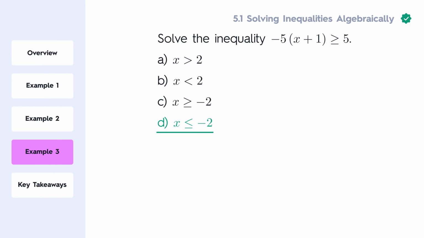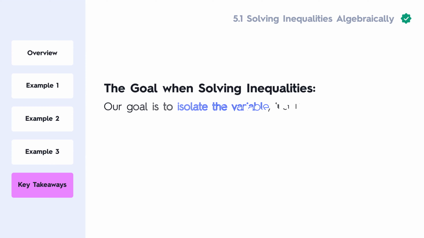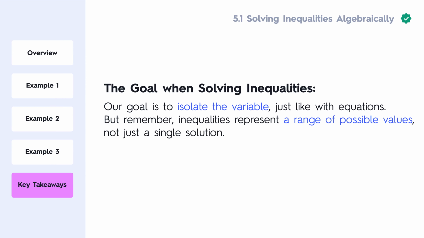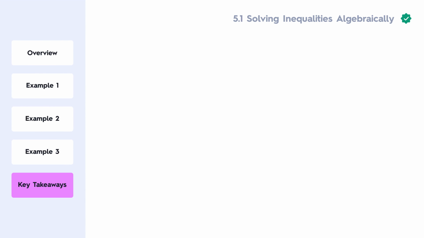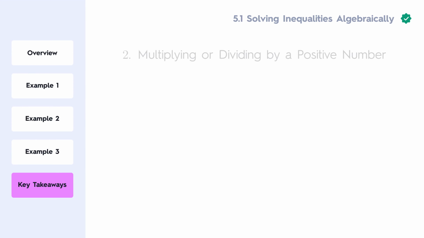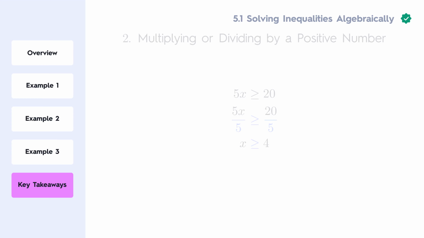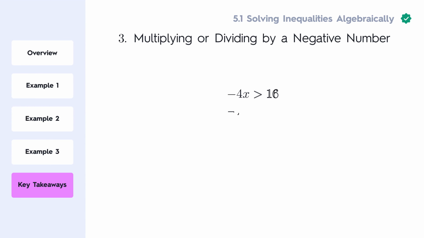Great work today! Let's quickly recap the core concepts we covered related to solving inequalities algebraically. Goal of solving inequalities: our goal is to isolate the variable, just like with equations. But remember, inequalities represent a range of possible values, not just a single solution. Key rules for solving inequalities: we learned that adding or subtracting the same number from both sides of an inequality doesn't change its direction. When you multiply or divide by a positive number, the inequality symbol stays the same, but if you multiply or divide by a negative number, you must flip the inequality symbol.